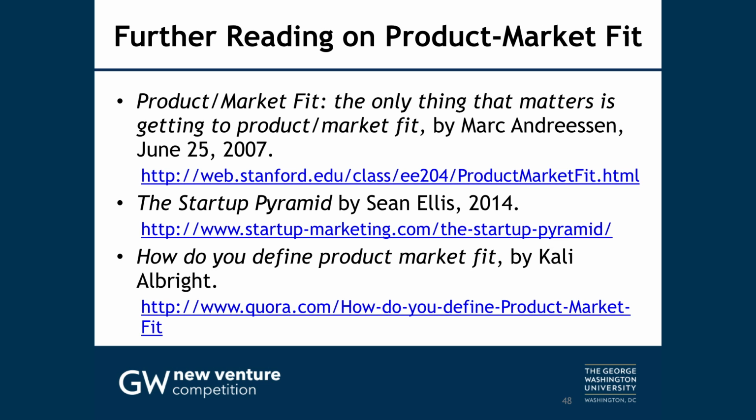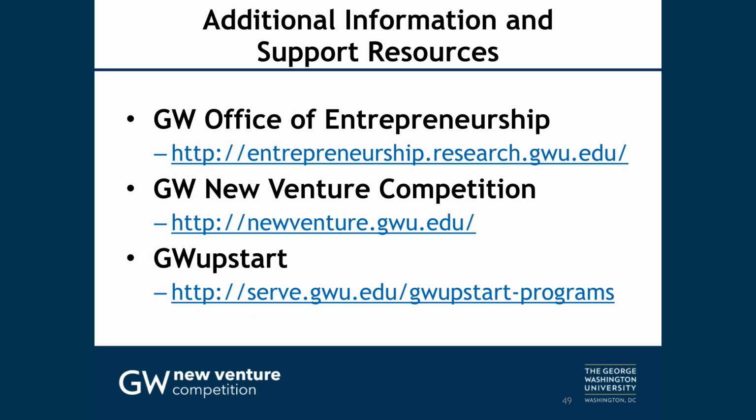Finally, you can always get additional information and good support resources from 3 places on campus and their respective websites, one from the Office of Entrepreneurship, one from the New Venture Competition website, and of course from the GW Upstart website. Good places for any person in the GW entrepreneurship community to go to find help with their startup.